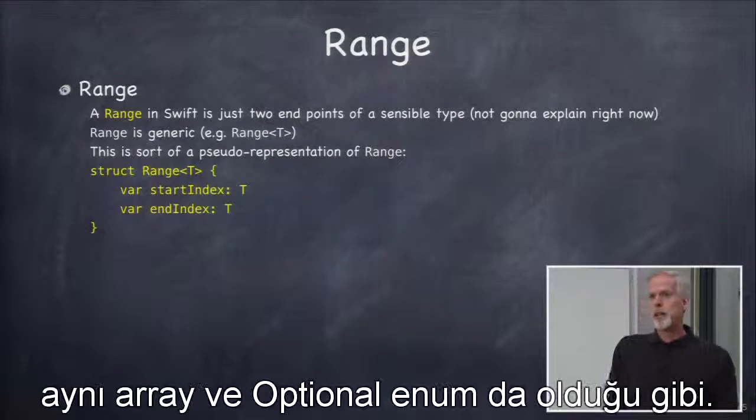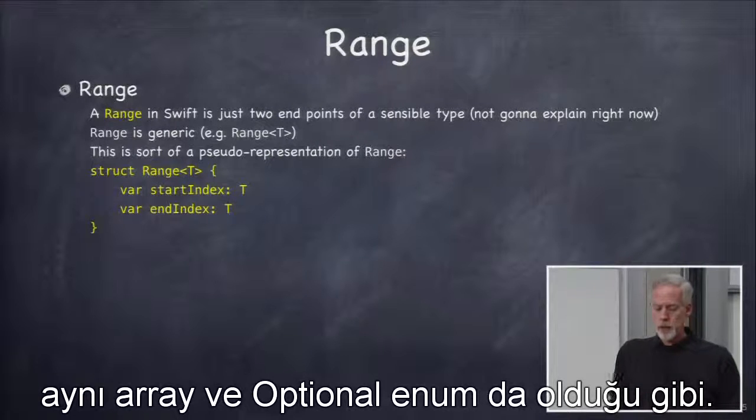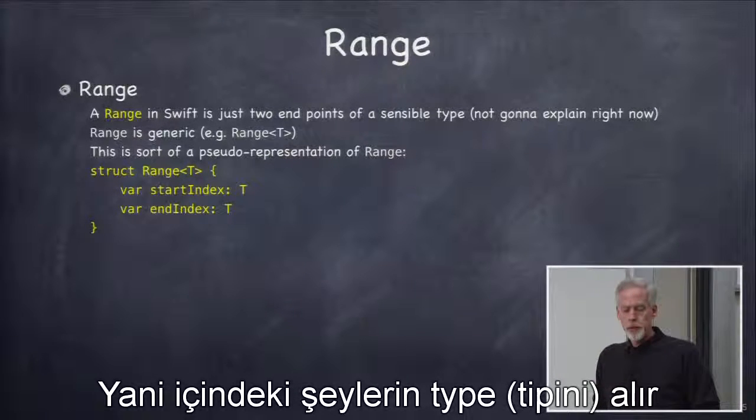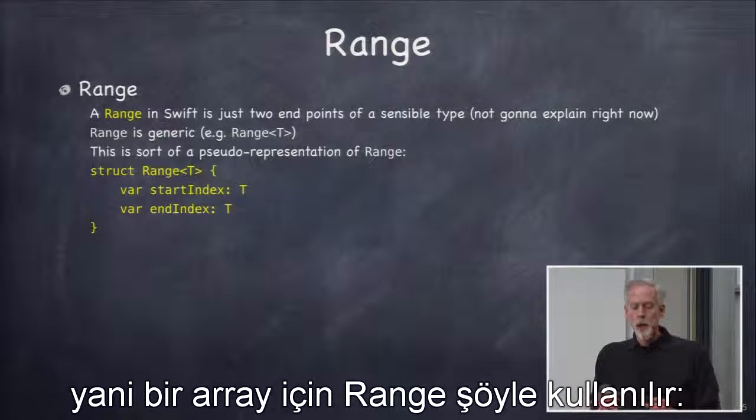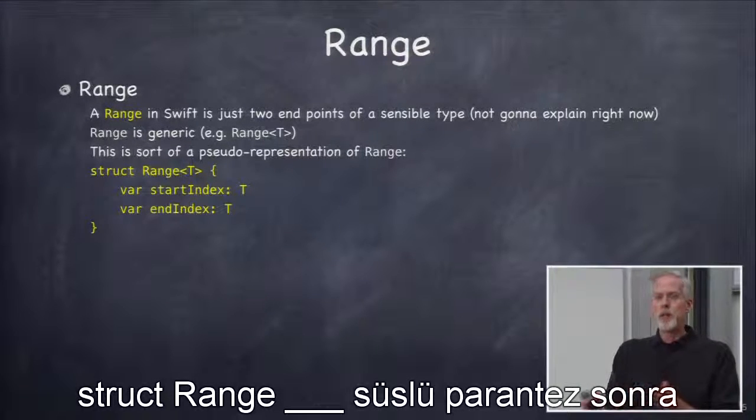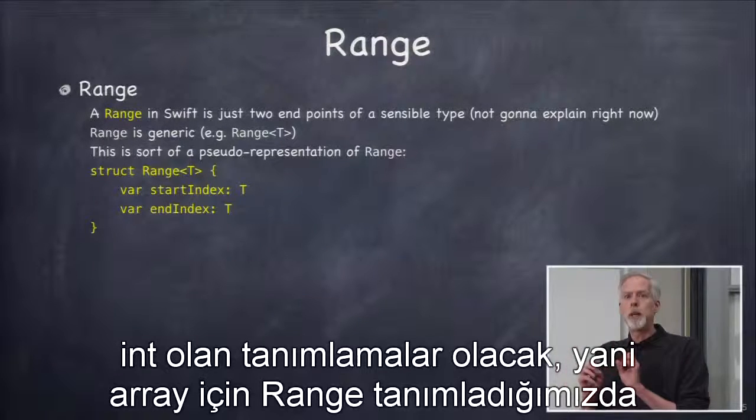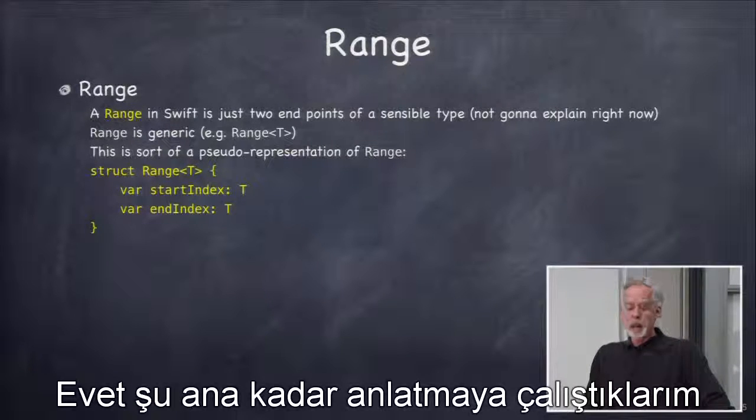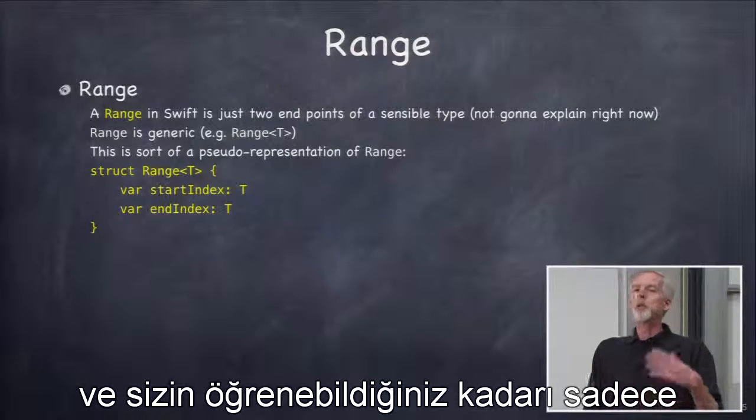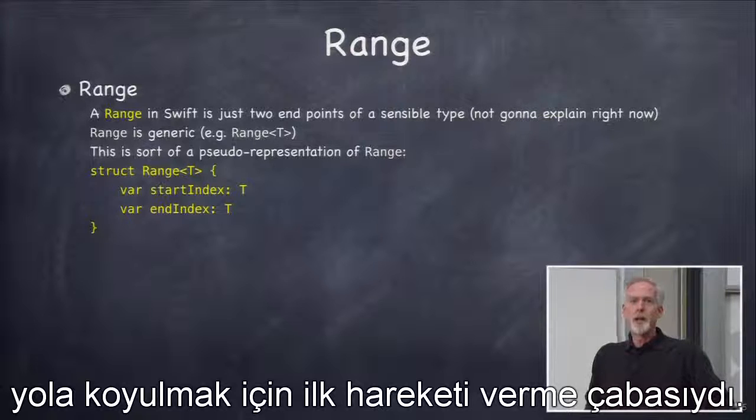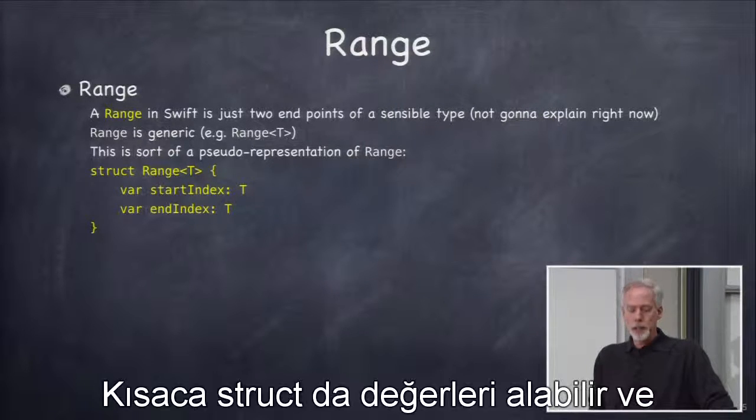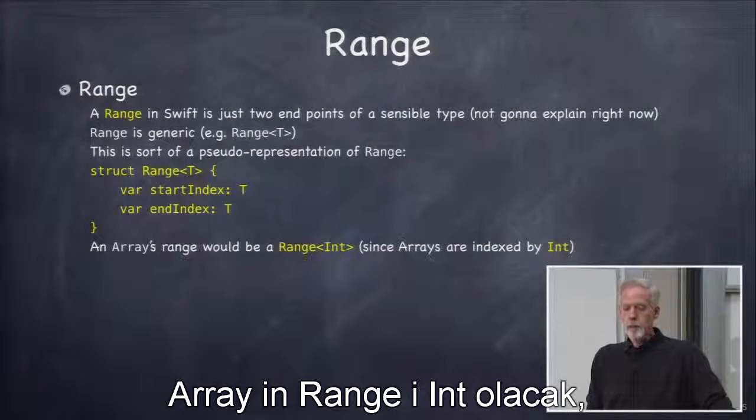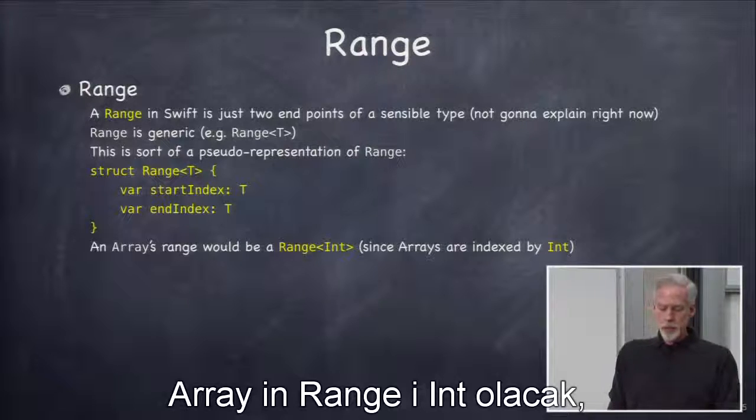Range is also a generic, just like array or like that optional enum. And so it takes the type of thing. So the range, again, to specify a range in an array would be range angle bracket int, because ints are how you index an array. So if you were going to specify a range in an array, they would be ints, okay? And it's approximately what I put here. It's not exactly this, but given what you know so far, this is the best I can describe it to you. It's just a struct that has a start index and an end index, and it is a struct. You can go and get those values and set those values out of there. So array's range would be range of int.